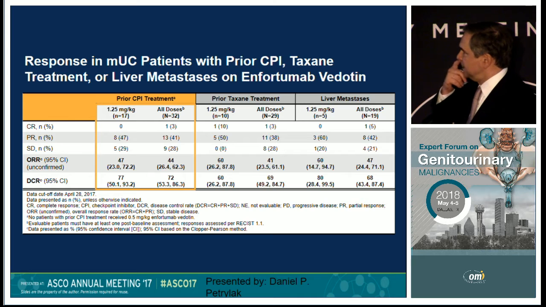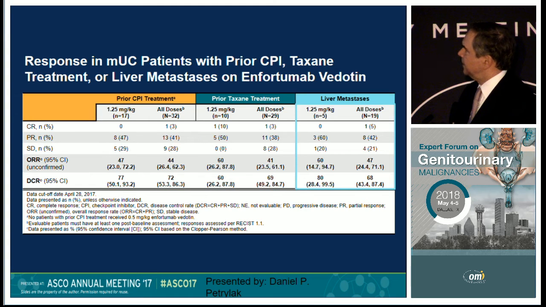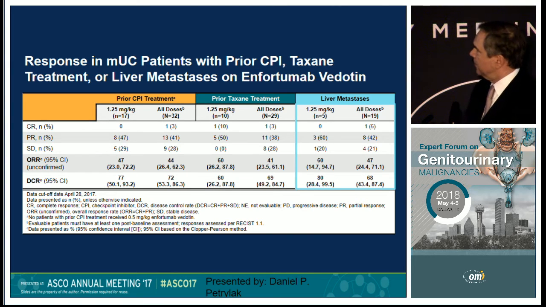Now, when we start breaking this up in terms of prior treatment, if you look at those patients on the left who had prior checkpoint inhibition therapy, 44% of patients at all doses responded. At the recommended phase 2 dose, it was 47%. Prior taxane-based therapy, 60% at the recommended phase 2 dose versus 41% at all doses. And then the interesting thing, I think, is those patients with hepatic metastases, 60% responded at 1.25 milligrams per kilogram and 47% at all doses.